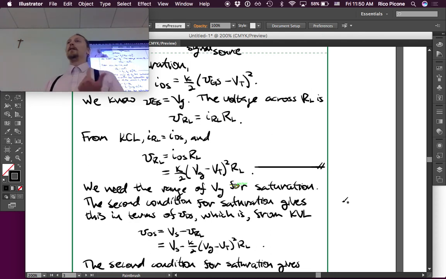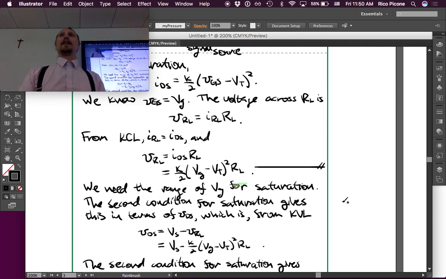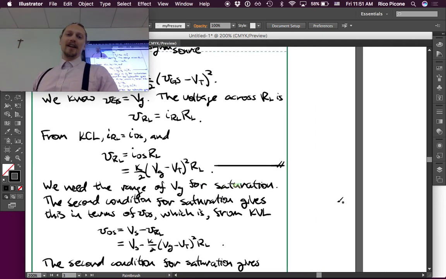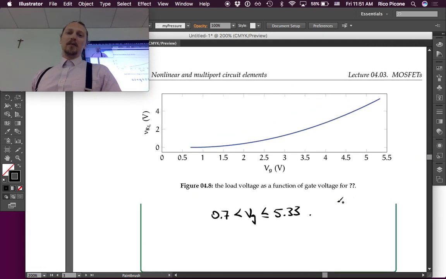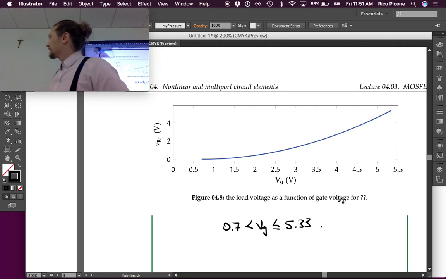So now we know the range that we can plot this voltage across the load. Now we know the range for which we can move this voltage around and feel confident that our equations are predicting what's going to happen. And if you plot it, you get this pretty little blue curve here.